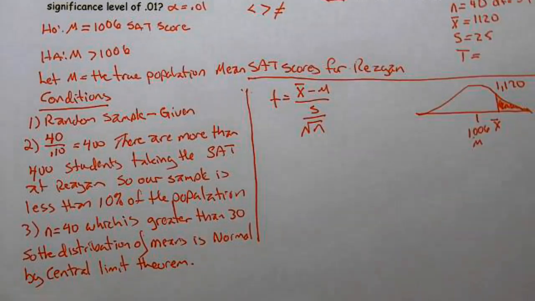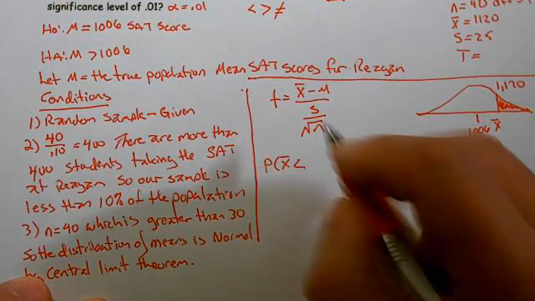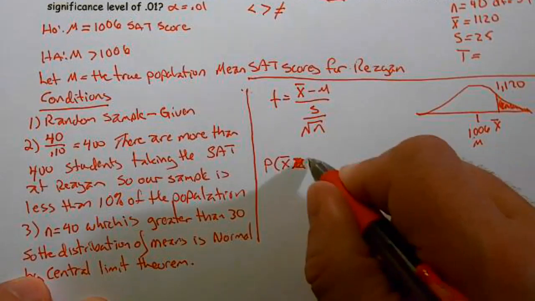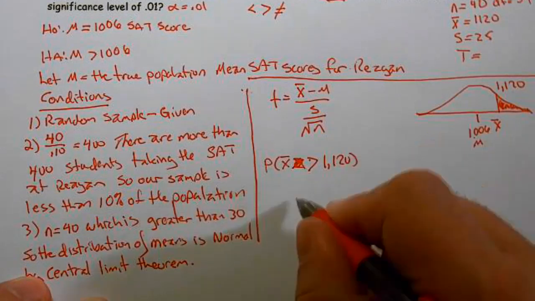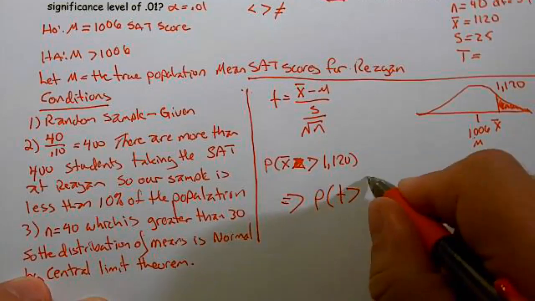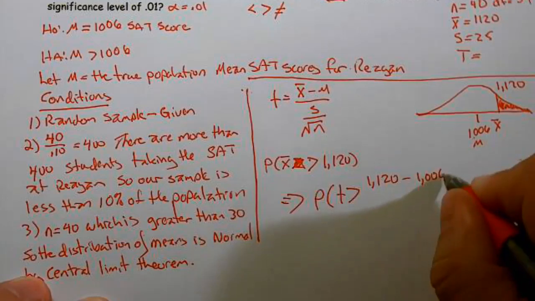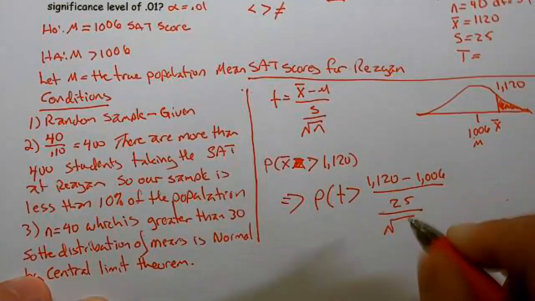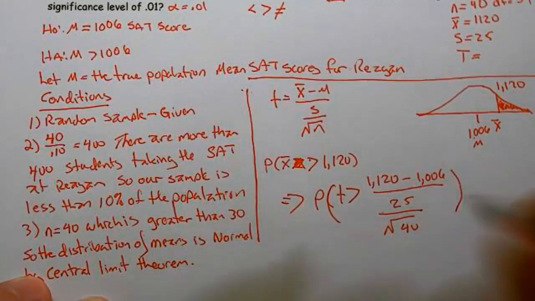All right, so we're going to start plugging in. And so we're going to go probability that x bar is greater than, that's wrong, this is a greater than sign, 1,120. And that's the probability that t is greater than 1,120 minus 1,006, the population mean, 25, which is our standard deviation of the sample, divided by the square root of our sample size, which happened to be 40, because the counselors surveyed 40 students.